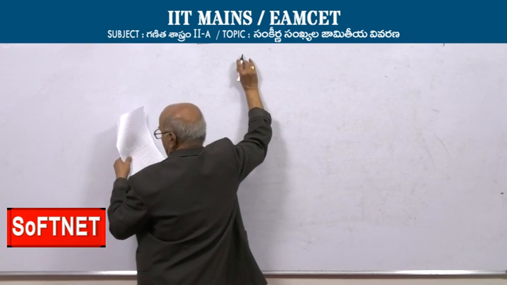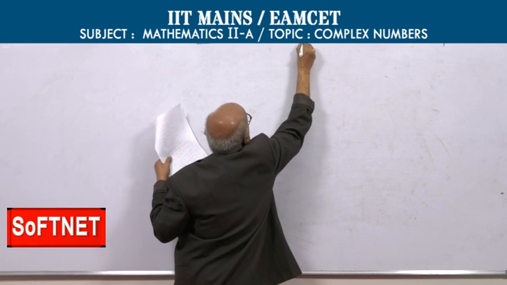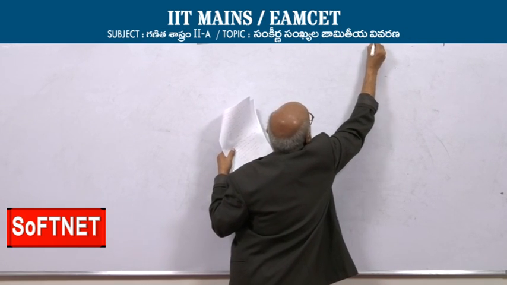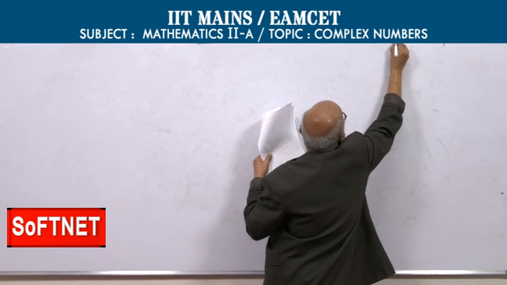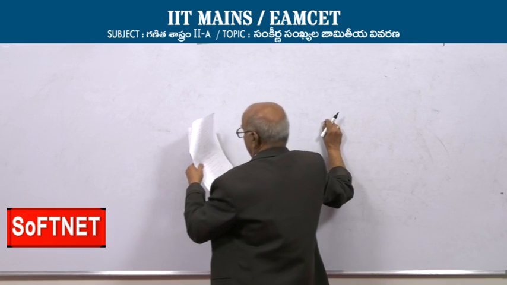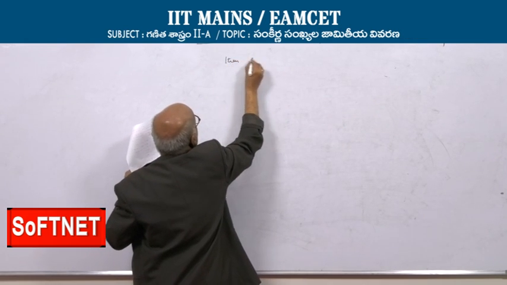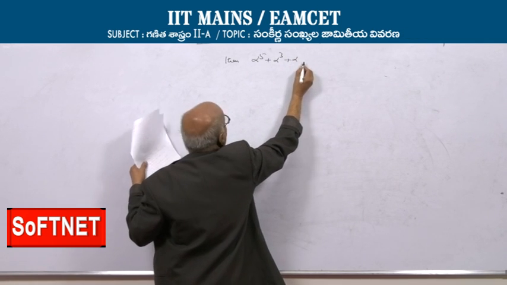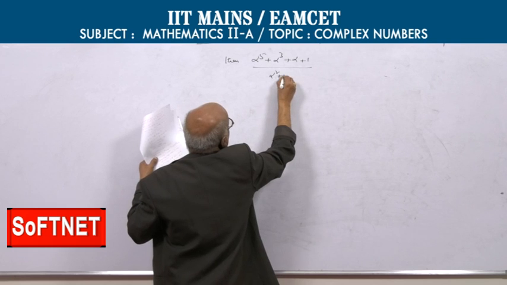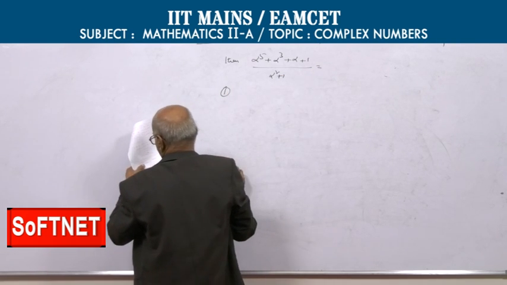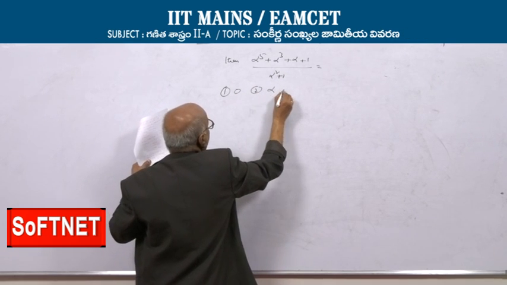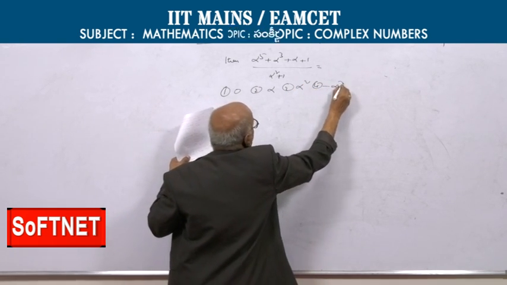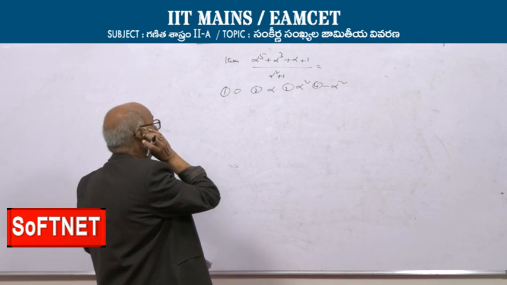If alpha is a non-real sixth root of unity, then (alpha power 5 plus alpha cubed plus alpha plus 1) by (alpha square plus 1) is equal to: 1, 0, 2 alpha, 3 alpha square, and 4 minus alpha square.